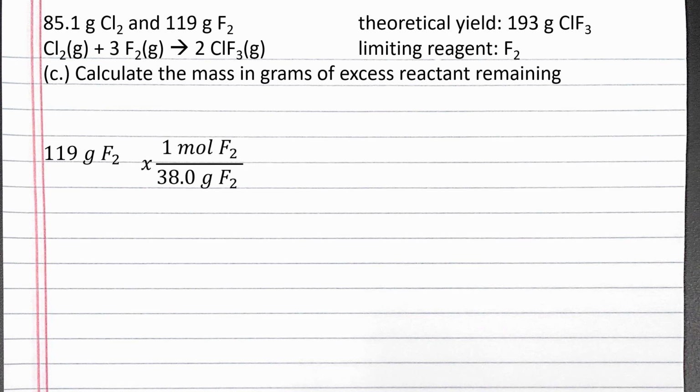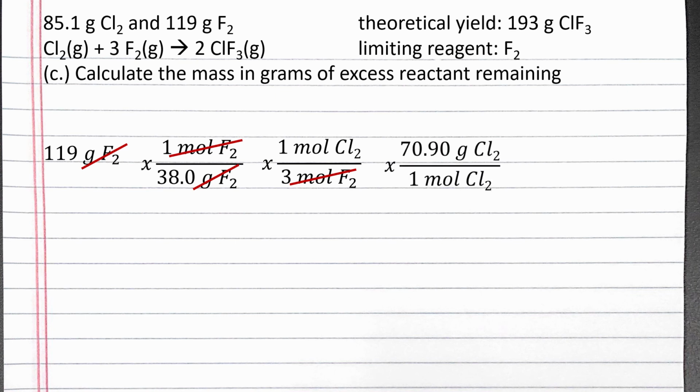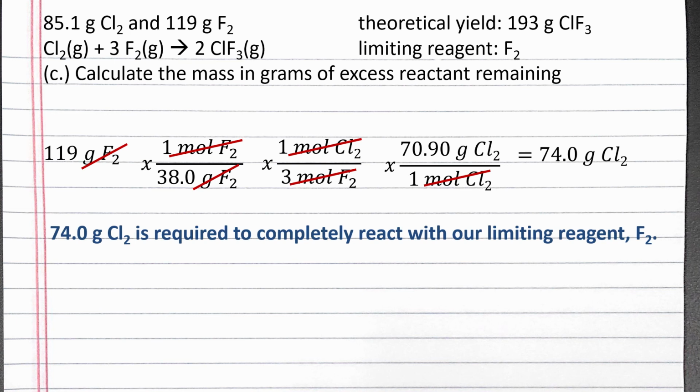We use the molar mass of fluorine gas to convert from grams fluorine to moles of fluorine. We use the coefficients in the balanced chemical equation to convert from moles of fluorine to moles of chlorine gas. We use the molar mass of chlorine to convert from moles of chlorine gas to grams of chlorine gas. Completing the calculation, we should get 74 grams of Cl2 chlorine gas. This means 74 grams of Cl2 is required to completely react with our limiting reagent, F2.